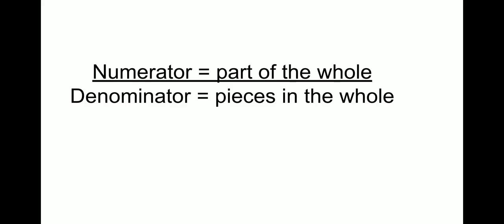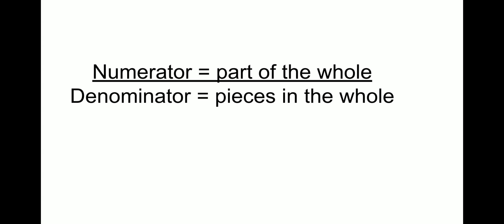A fraction is a number over, with a fraction bar, and then a number below it. The top number is called the numerator. That means the part of the whole. How many slices of pizza did someone eat? How many slices have pepperoni? How many yellow M&Ms are in the M&M bag?